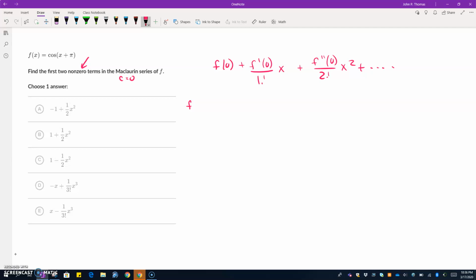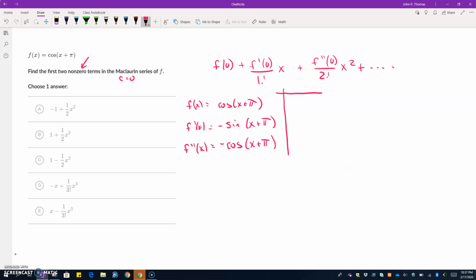All right, so first thing I'm going to do is go ahead and find f of 0, f prime of 0, f double prime of 0. So we'll start: f of x is cosine of x plus pi. F prime of x, derivative of cosine, is negative sine of x plus pi. Chain rule would be times a 1. F double prime of x is going to be, derivative of sine is cosine, so this one would go to negative cosine of x plus pi. And we'll stop there for now, and then if we need to go further, we will.